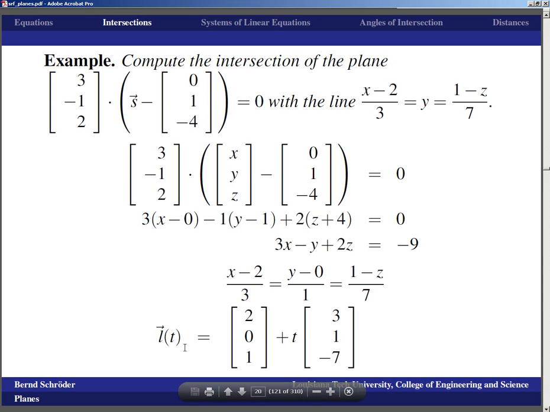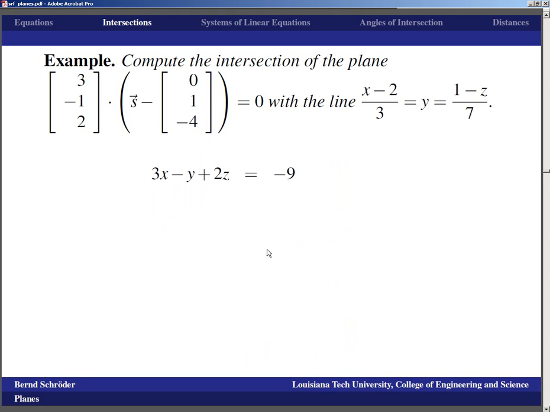And so that means that the equation of the line would be some point on the line, and of course a point to choose would be x is equal to 2 makes this equal to 0, y is equal to 0 makes the second one equal 0, and z equals 1 makes the third one equal to 0. So 2, 0, 1 is a point on the line, and the direction vector is 3, 1, negative 7, as I already mentioned, the negative sign coming from the z here. Okay, so we have the equation 3x minus y plus 2z equals negative 9. And we've got the vector equation of the line 2, 0, 1 plus t times 3, 1, negative 7.